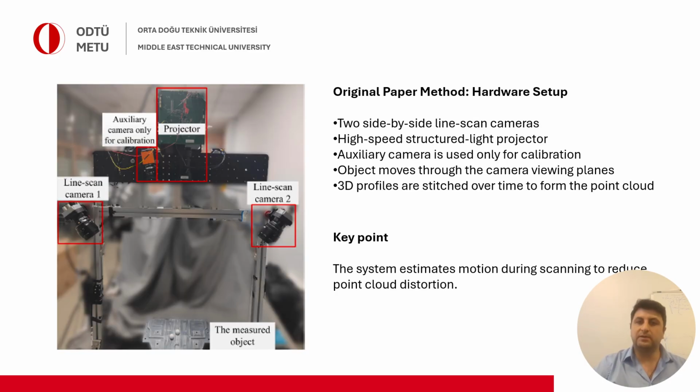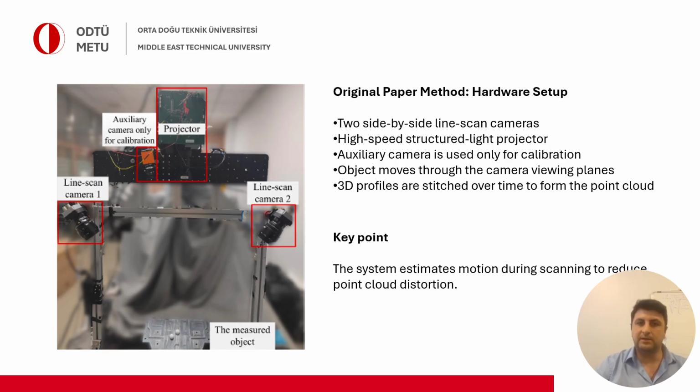And this slide shows the hardware setup used in the original paper. The system uses two side-by-side line scan cameras. It also uses a high-speed structured light projector, and the auxiliary camera is not used for reconstruction directly. It is used only for the calibration.